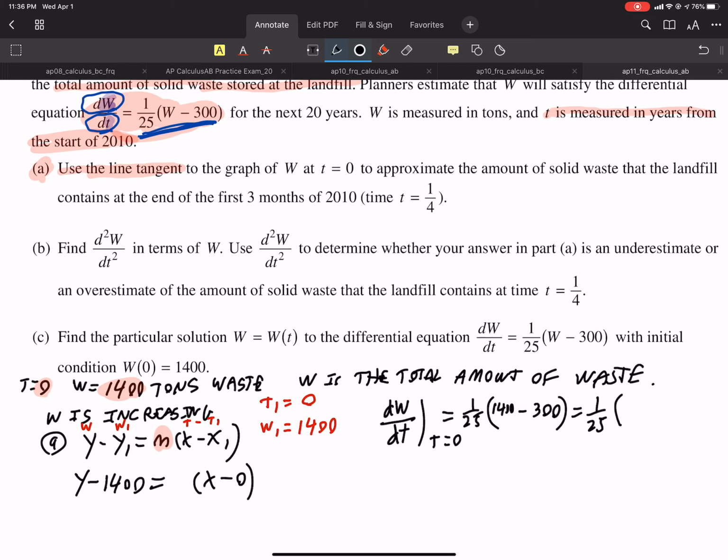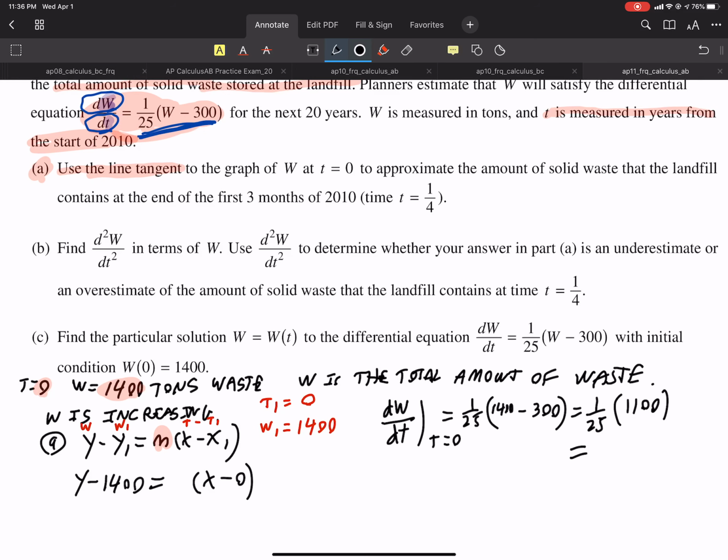Now you don't have to simplify this, but it makes life a lot easier. So that will be 44. A way to think about this, shortcut, this is like $1,100 or $11. And this is a quarter. How many quarters are there in $11? Well, each dollar has 4 quarters, so 44. So that is our slope.